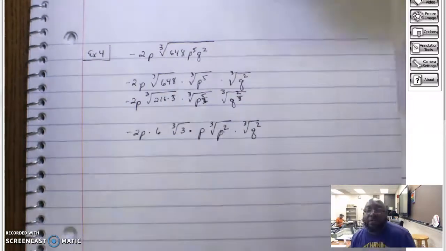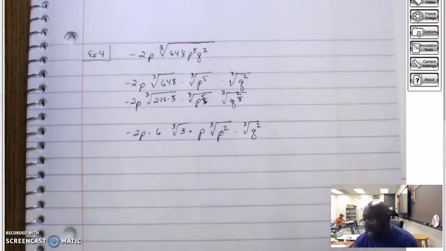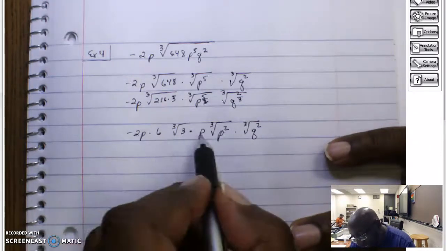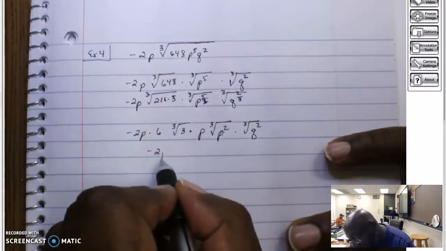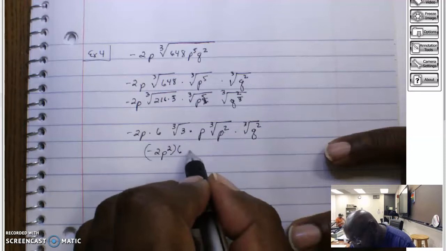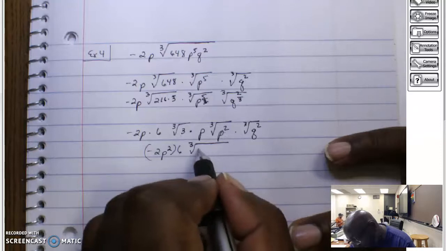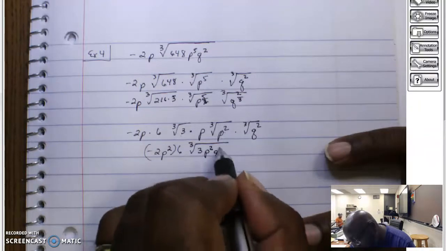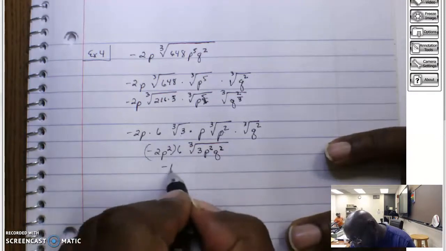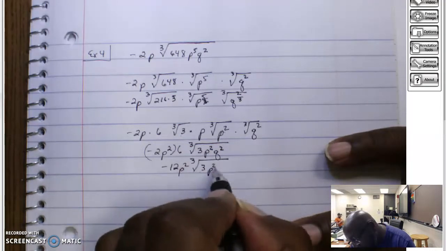If you pay attention, everything that's on the outside of the radical, we're going to multiply together. So this is negative 2p times 6 times p, which is negative 2p squared times that 6, times the cube root of, and everything that's not on the outside stays inside the radical. Negative 2p squared times 6 gives me negative 12p squared times the cube root of 3p squared q squared.